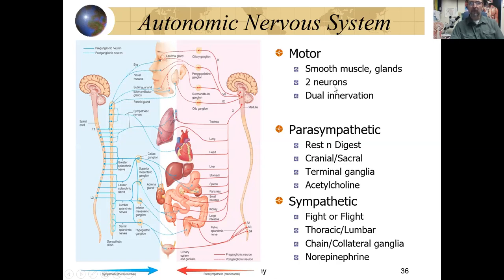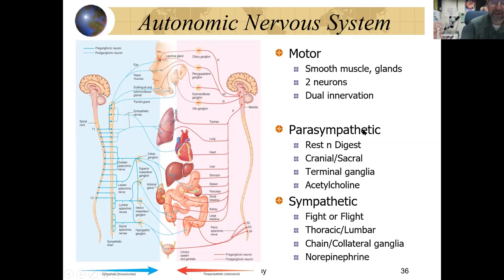Again, here these are two neurons, but these two neurons are outside the central nervous system. And in this system, these glands and smooth muscle receive dual innervation from parasympathetic and sympathetic fibers. And so this is kind of different from the somatic system, where you're just activating skeletal muscles with a single neuron. There's usually multiple neurons.